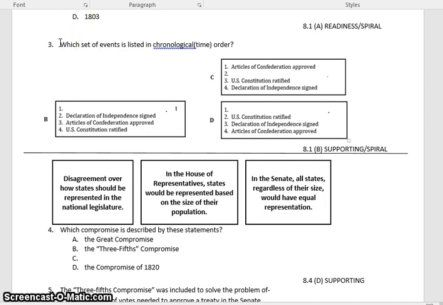Number 3. Which set of events is listed in chronological time order? So what is the correct order of events? Is it B, first Declaration of Independence, then Articles of Confederation, then U.S. Constitution? C, Articles of Confederation, then the U.S. Constitution, then they declared independence? D, the U.S. Constitution, then the Declaration of Independence, and then the Articles of Confederation? What is the correct time order?